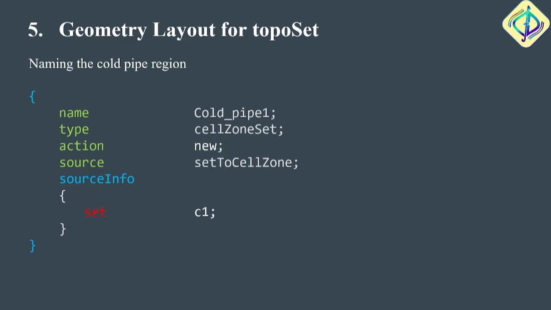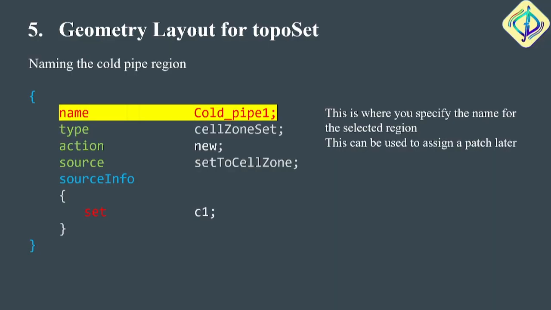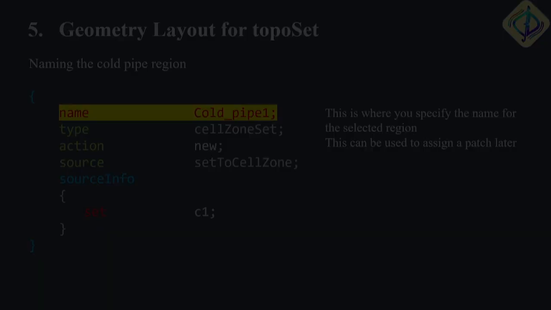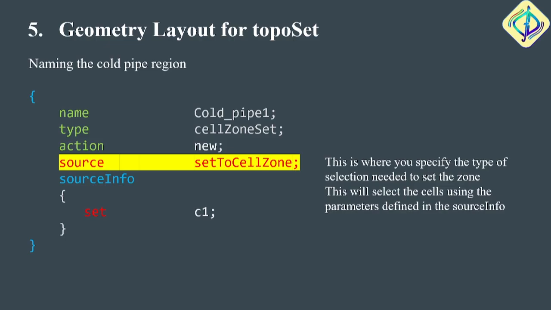Now once you've defined your pipe region, you will name that pipe region similar to the cold region. Over here you can label it as cold pipe 1, or you can label it as anything you want. You can even label it as solid 1, solid 2, depending on whatever you choose. This name can be used in your createPatchDict to manipulate or put any boundary conditions if you want. Then again, type and action are the same. You are using the cell zone set type, and you're using action new to create a new zone.